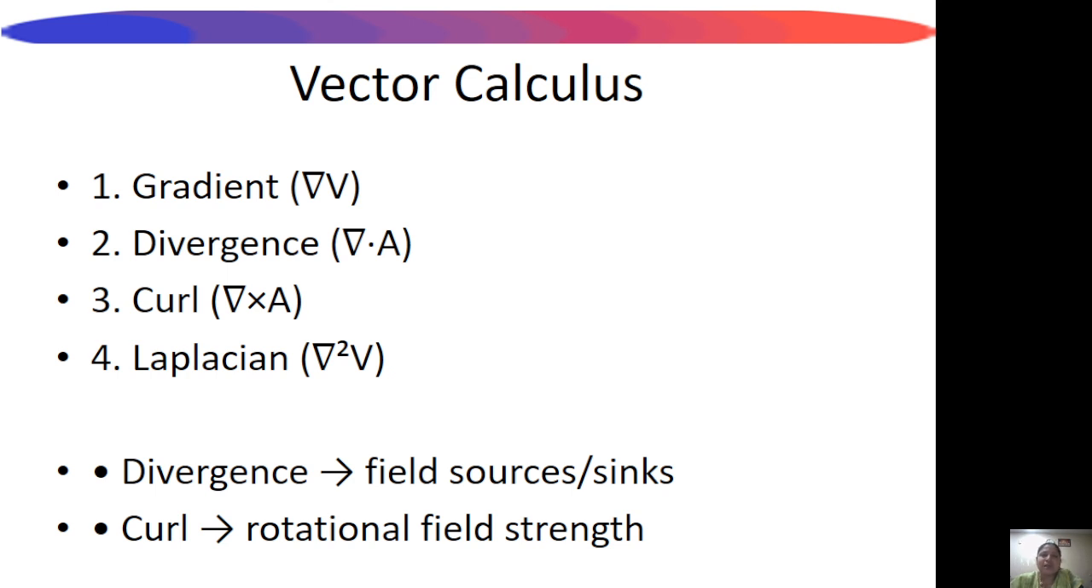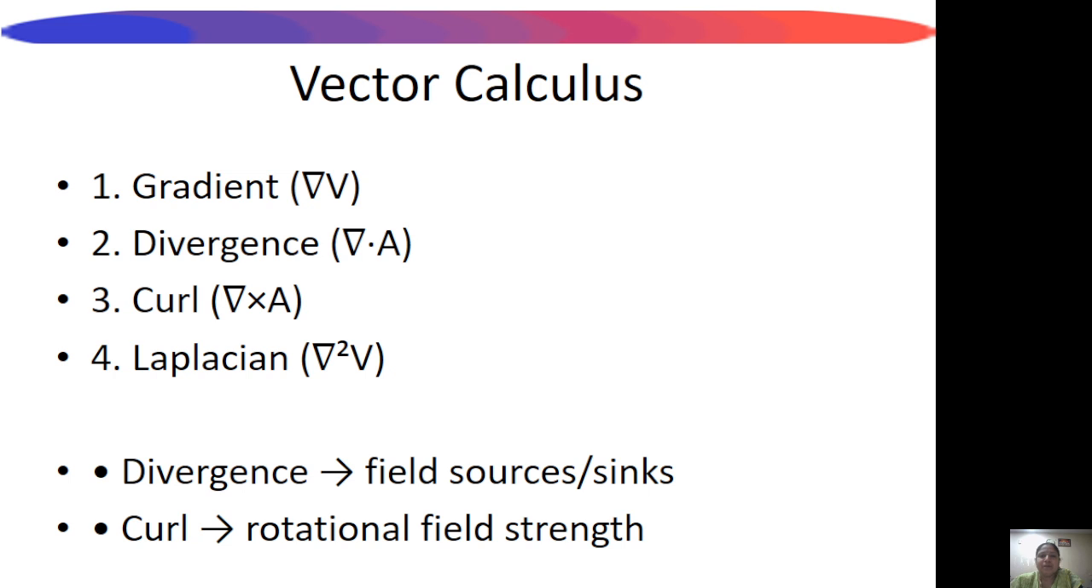Vector calculus is an advanced mathematical tool used in electromagnetic field theory. The gradient represents the rate of change of a scalar field. Divergence indicates the source or sink strength of a vector field. Curl measures the rotational nature of a field. Laplacian is used in solving field equations.